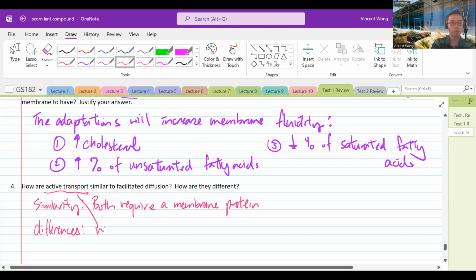active transport requires ATP, facilitated diffusion, no ATP. Active is from low to high concentration, sorry. And then this is from high to low.